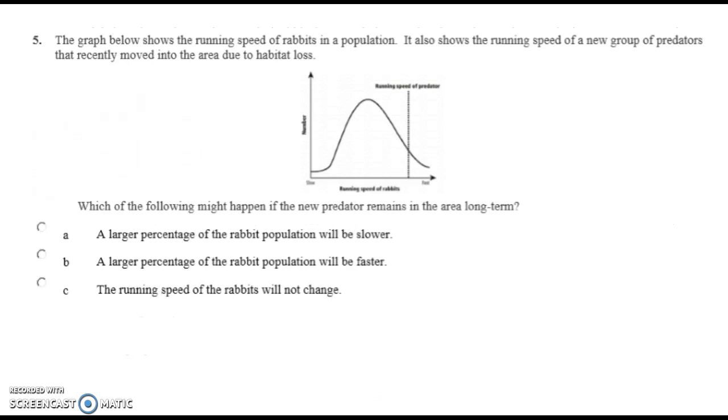Question 5. The graph below shows the running speed of rabbits in a population. It also shows the running speed of a new group of predators that recently moved into the area due to habitat loss. Which of the following might happen if the new predator remains in the area long term? A. A larger percentage of the rabbit population will be slower. B. A larger percentage of the rabbit population will be faster. C. The running speed of the rabbits will not change.